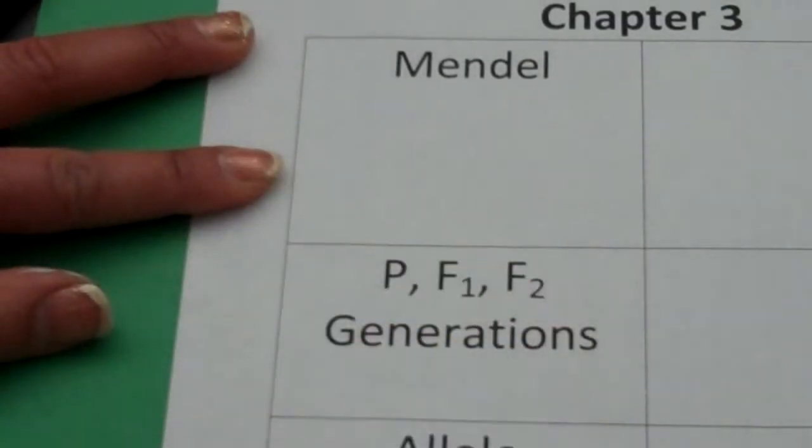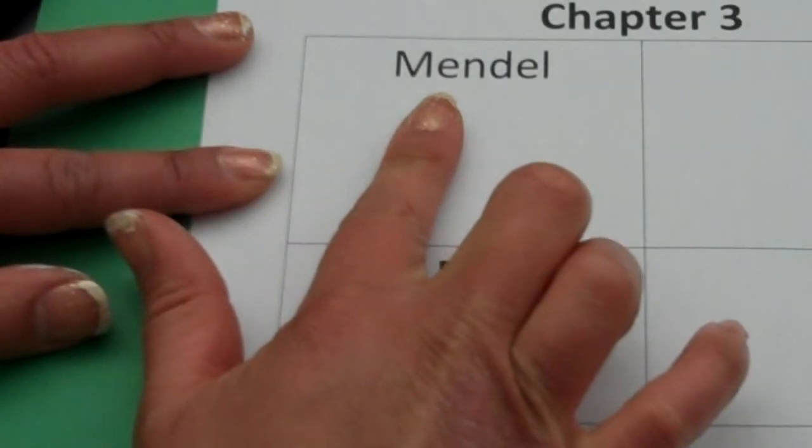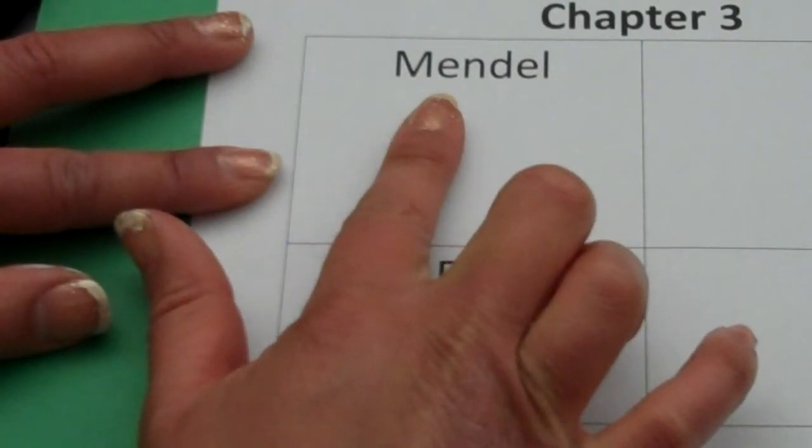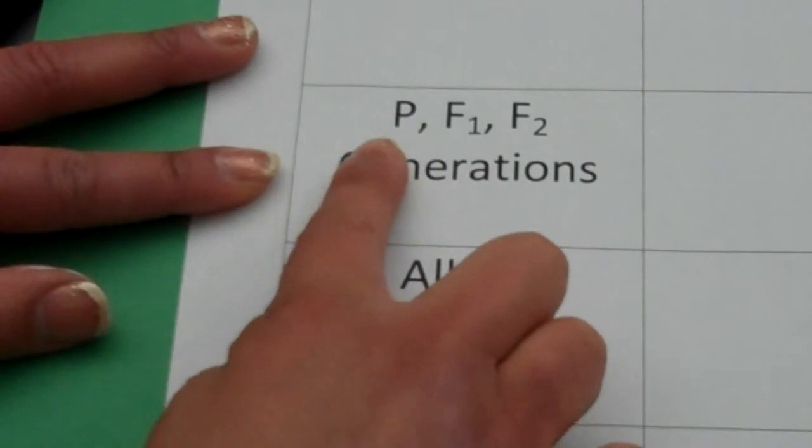On the left side, we're going to put the words that we're going to take notes on. It's not going to be our vocabulary list. It's going to be important information. The first word is Mendel, the father of genetics. And then you're going to draw a line to separate that.